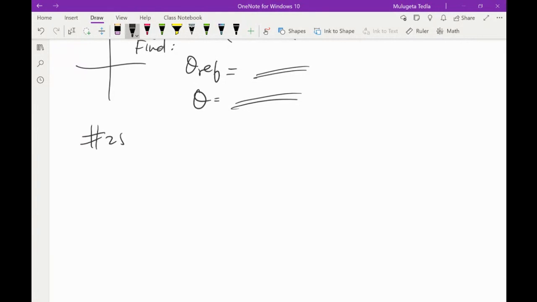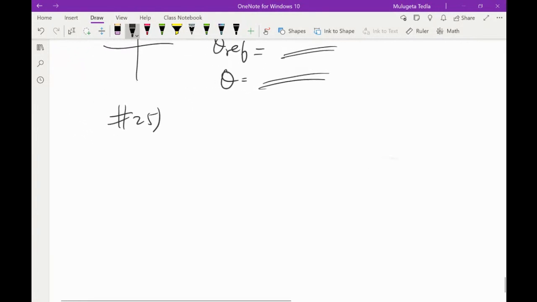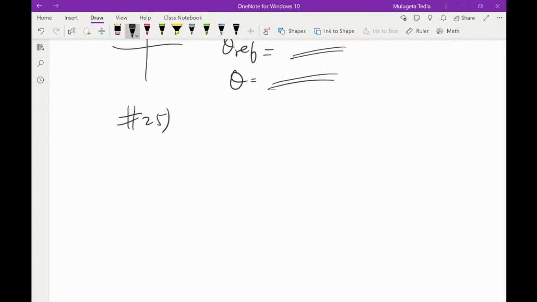Number 25 is the last question. So a person observes an object dropped. So they have a building. Something is dropping from the top of the building, and here is the location at this very moment. So this is 60 meters from top to bottom, and this is 40 meters, and this is theta. Okay, well, you can derive it.